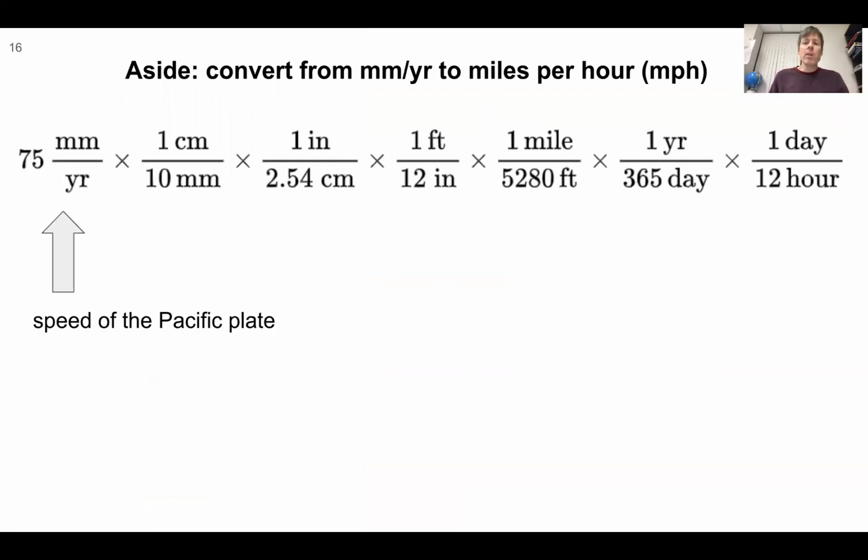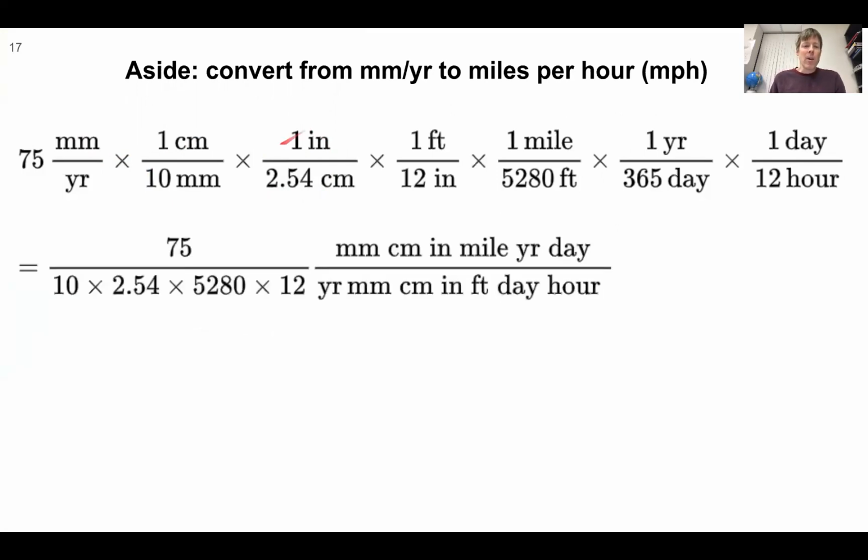Say we want to go from millimeters per year to miles per hour. They're just units of length over time. They're both speed. So here we start with the speed of the Pacific plate, 75 millimeters per year, and we multiply in a manner that will convert our units of length, which are millimeters. We're going to convert that to miles, and we're going to convert years to hours. So here's the sequence of multiplying by 1 needed to make this silly conversion, but good practice. Besides, we all know miles per hour.